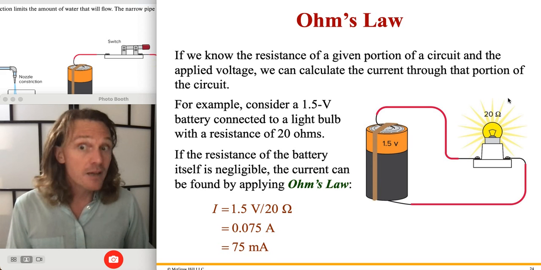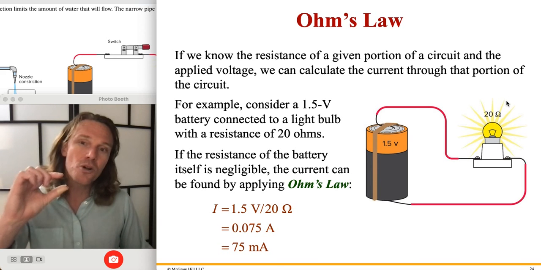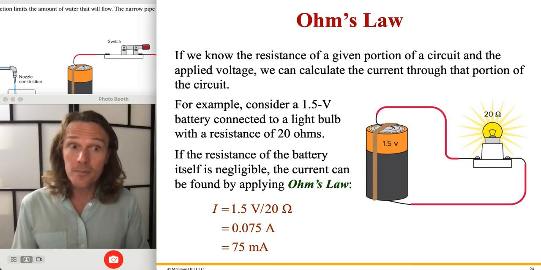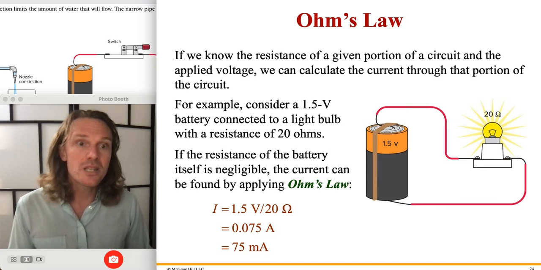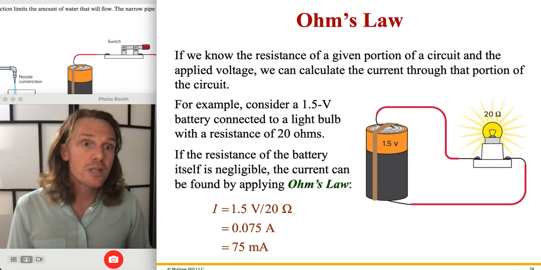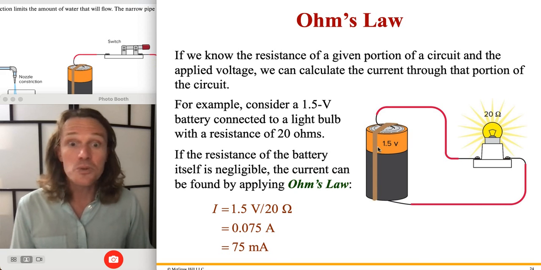ohms of the bulb. By the way, when I work with the little tiny bulbs that you use in a classroom laboratory, those tend to be around 3 ohms for the resistance. So this being a higher value will usually mean it's brighter, right? So this is a potentially brighter bulb, depending on how it's used.